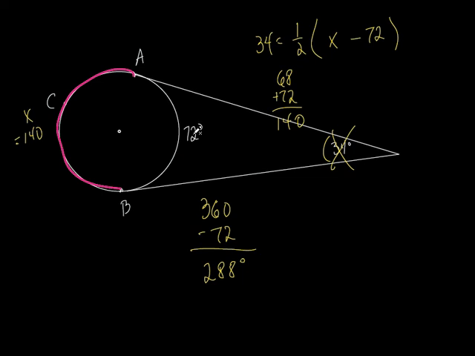So if this is 72, let's do this as if we didn't know this angle right here. So we should be able to do it, right? So this arc ACB has to be 288. Would you agree? If that's 72. So let's say we don't know that. So x is equal to half the difference, which is 288 minus 72. What's that? 216.